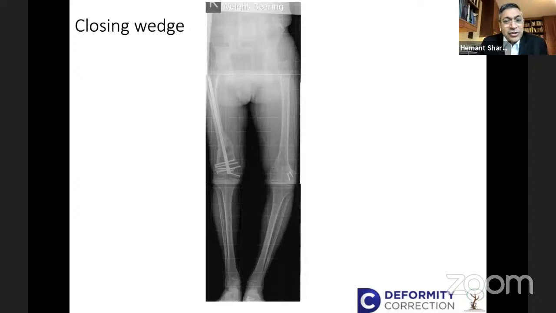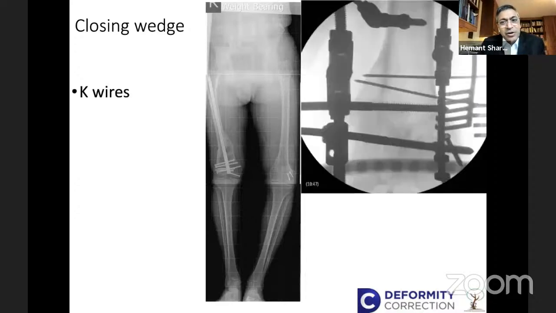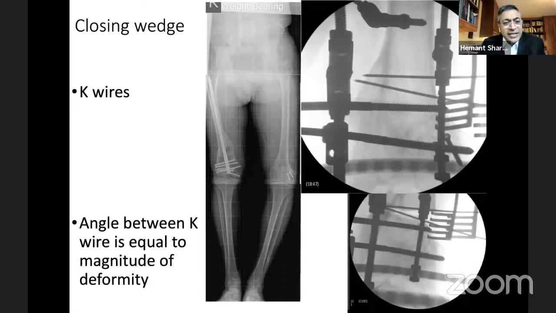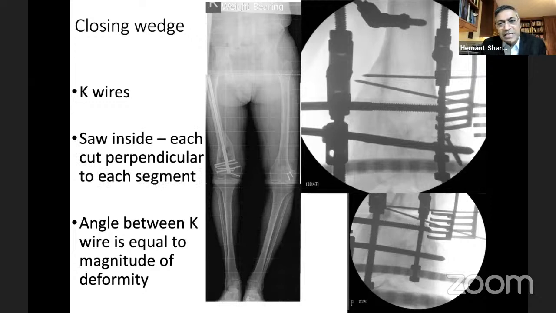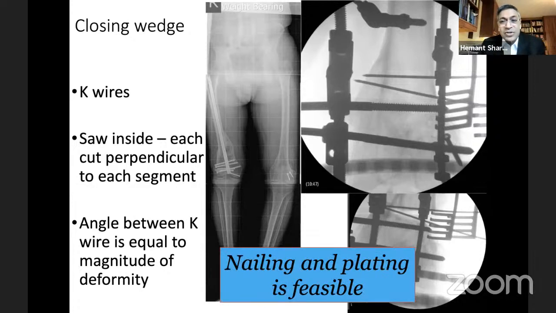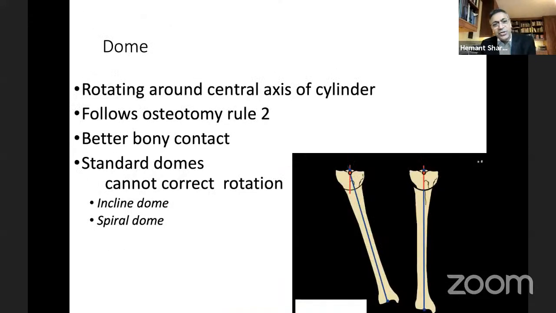Then closing wedge osteotomy, you all know it, but I'm going to just say a small trick which I'm sure you all know and do. You put K wires, and each K wire is perpendicular to its own segment, and the total angulation between the K wires is the magnitude of the deformity. You put the saw inside the K wire, correct it, and take the wedge out, and then once you correct it, whatever implant is feasible. Both the implants are feasible unless it's at the level where you have to translate it, which is not normally the case in these situations.